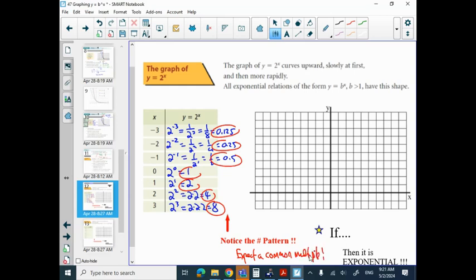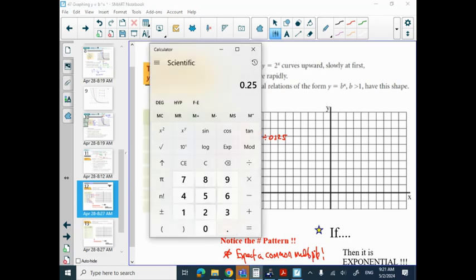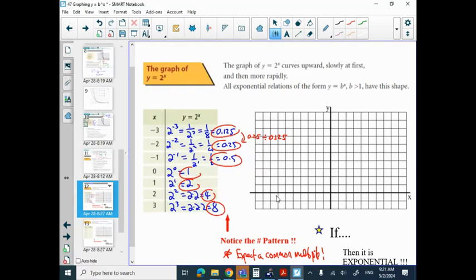So let's just check that. Otherwise, you might have been just randomly looking at first differences and second differences and so on. But if we look at the common multiple, if we do 0.25 divided by 0.125, what do we get? We get a 2. So the common multiple was 2.